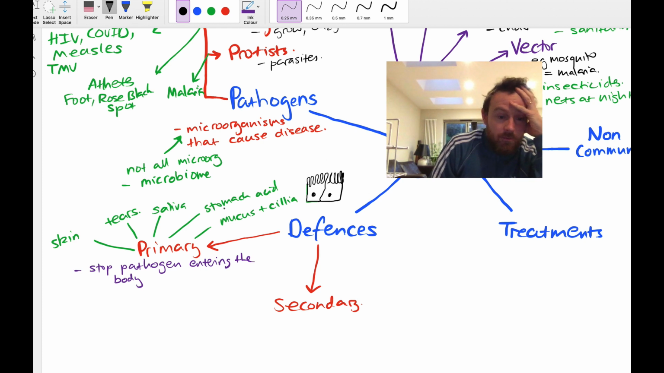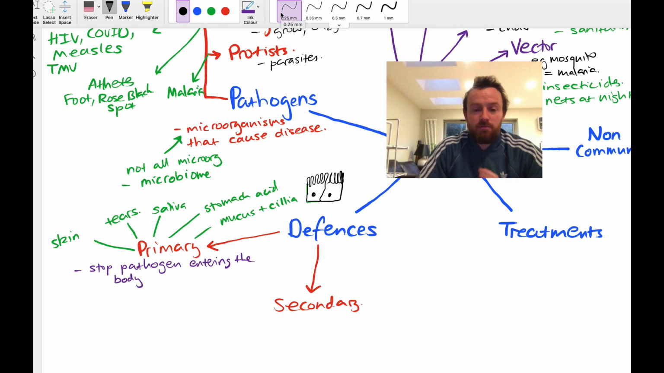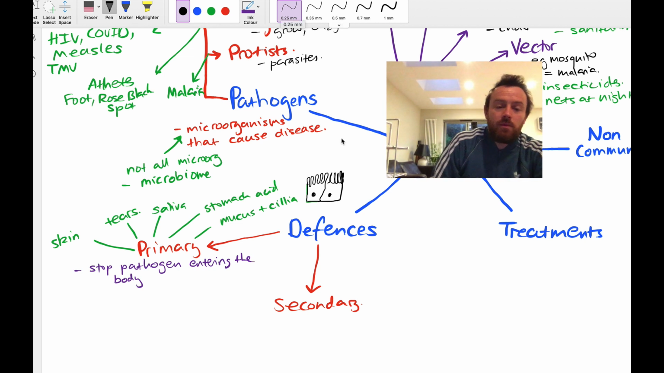Okay, skin, tears, saliva, stomach acid, mucus, and cilia. I think those are the main ones. Your teacher may add one if I've forgotten one. So those primary defenses stop pathogens entering the body. Well, what about secondary defenses? This is when the pathogen is properly in the body, in the bloodstream. Then what can we do?